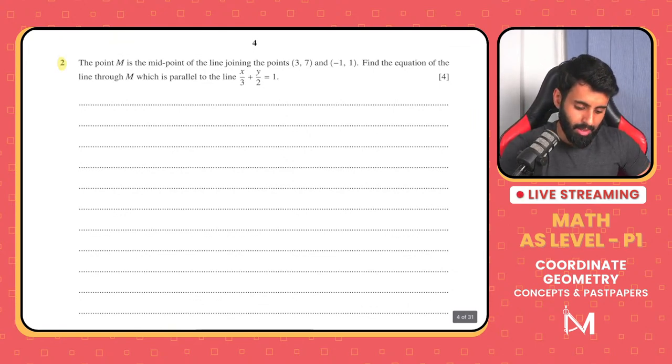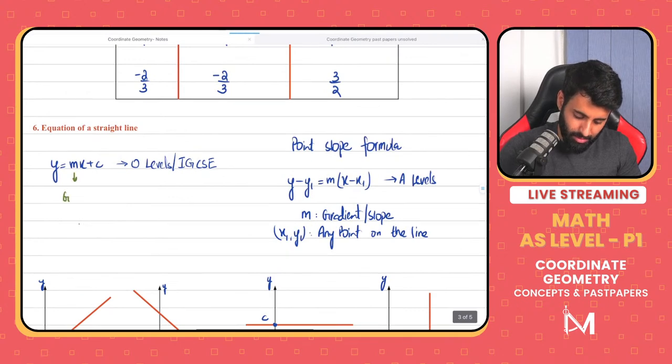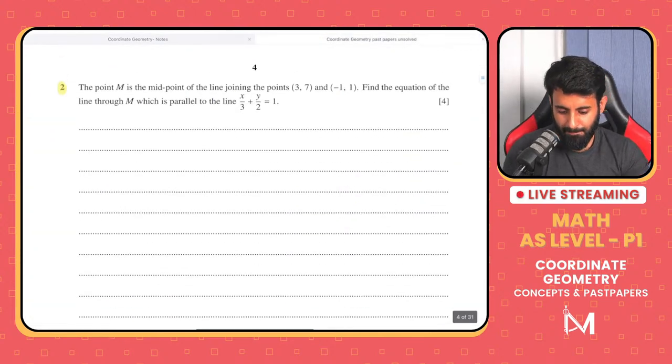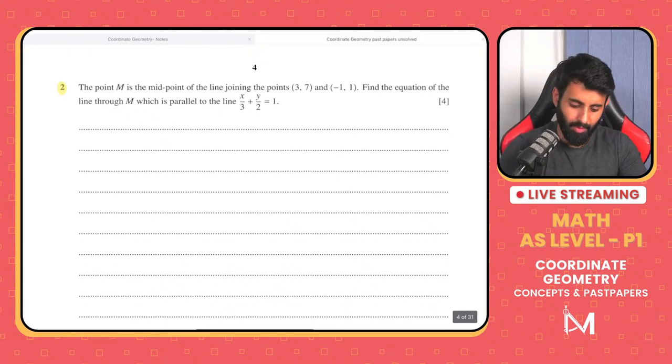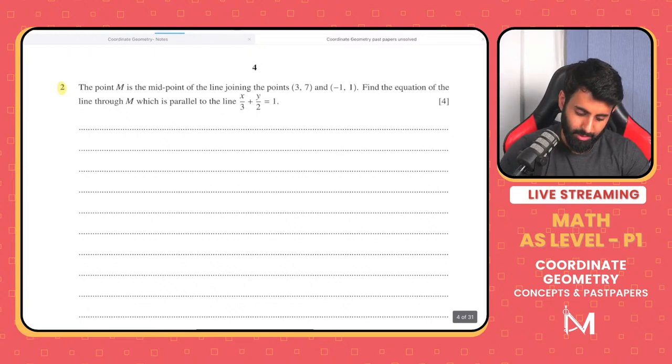Now, if I ask you guys to underline the one key word in this question, and by the way, when we write down the equation of a straight line in the form y equals mx plus c, what is m? M is the gradient. Okay, and what is c? C is the y-intercept. Yeah, so what is the one keyword in this question? Parallel, that is correct. So the one key word in this question is the word parallel, okay?